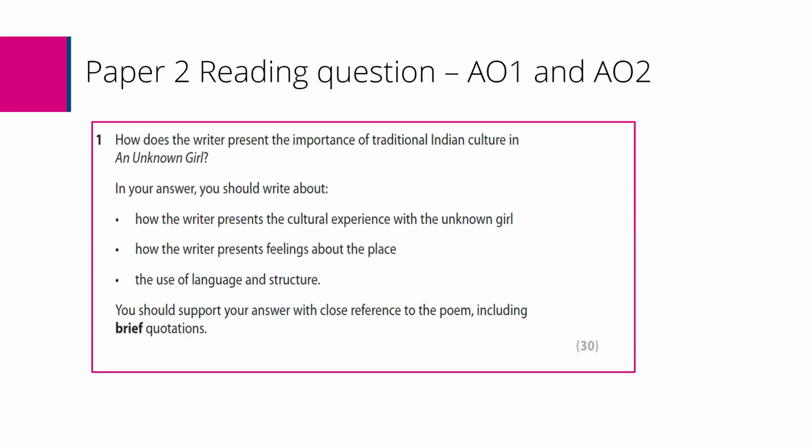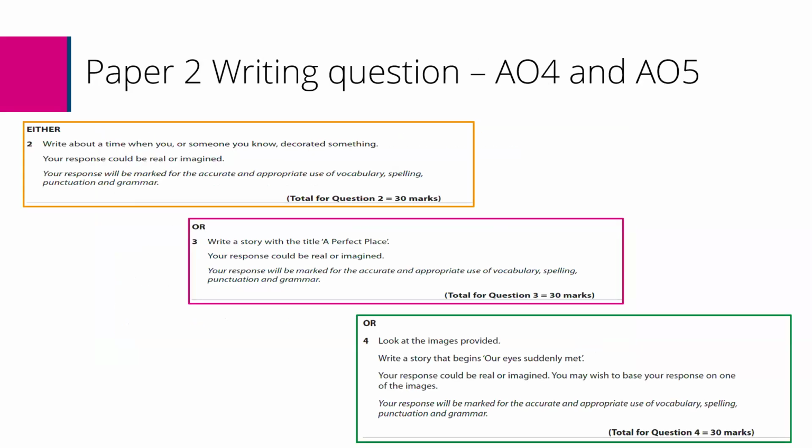This is how it looked for June 2024. How does the writer present the importance of traditional Indian culture in An Unknown Girl? In your answer, you should write about how the writer presents the cultural experience with the unknown girl, how the writer presents feelings about the place, the use of language and structure. You should support your answer with close reference to the poem, including brief quotations.